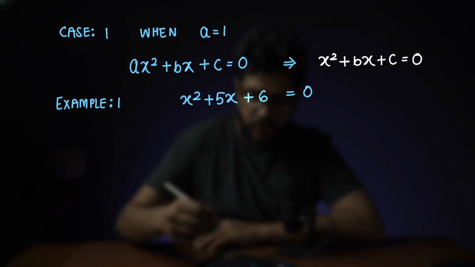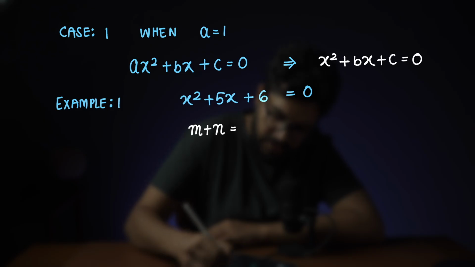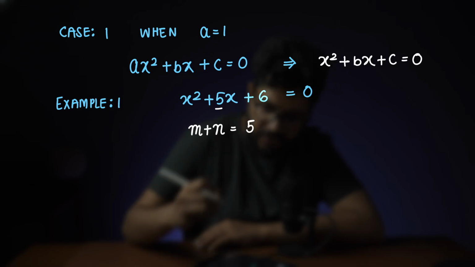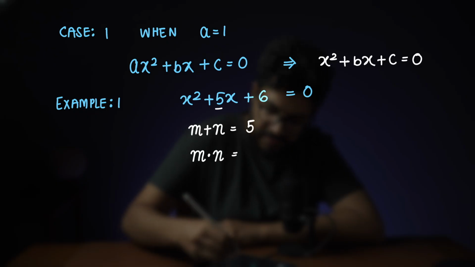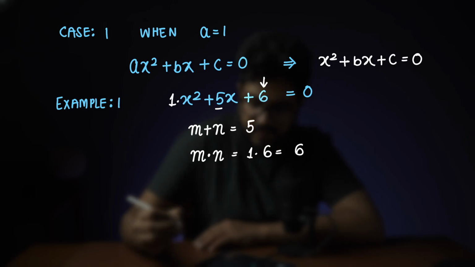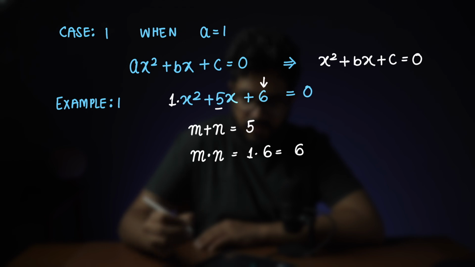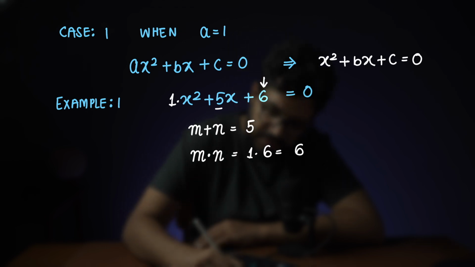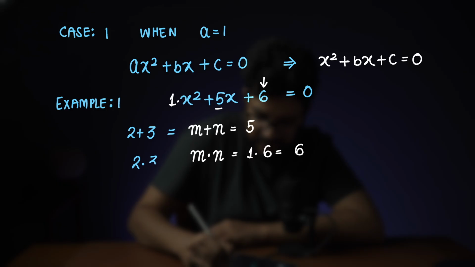In this case, I want to find two numbers, let's say m and n, which add up to the coefficient of the middle term, 5, and the product of these two numbers m and n is the same as the product of the coefficient of x², 1, and the constant in our quadratic, 6, that is 6. So I want two numbers which add up to 5 and whose product is 6. Clearly, two such numbers are 2 and 3.